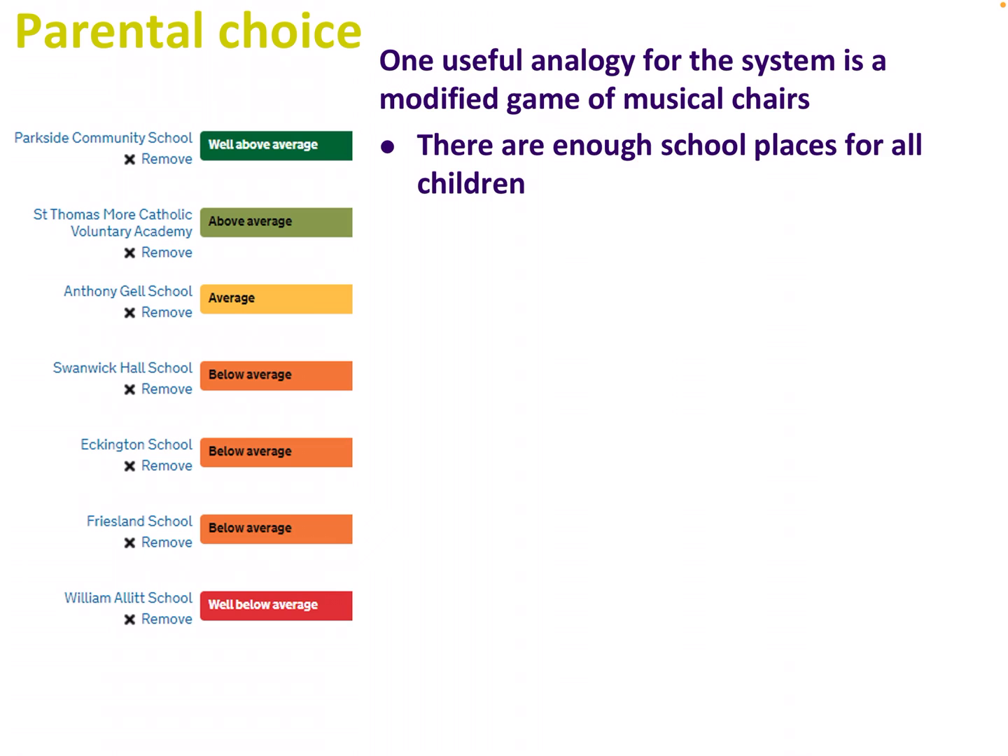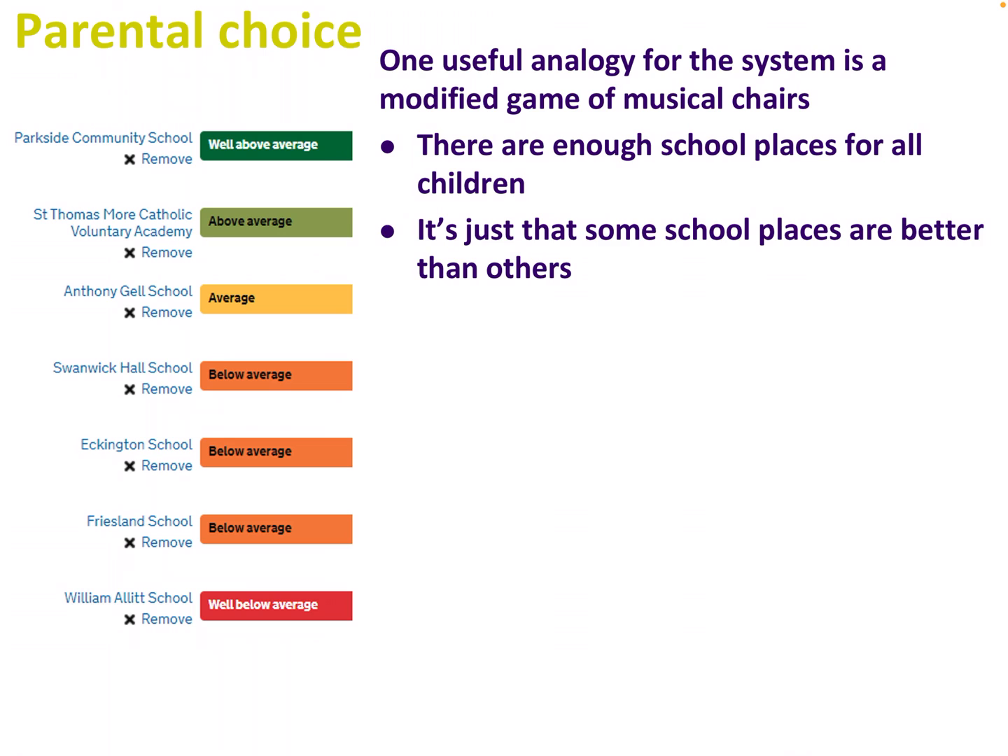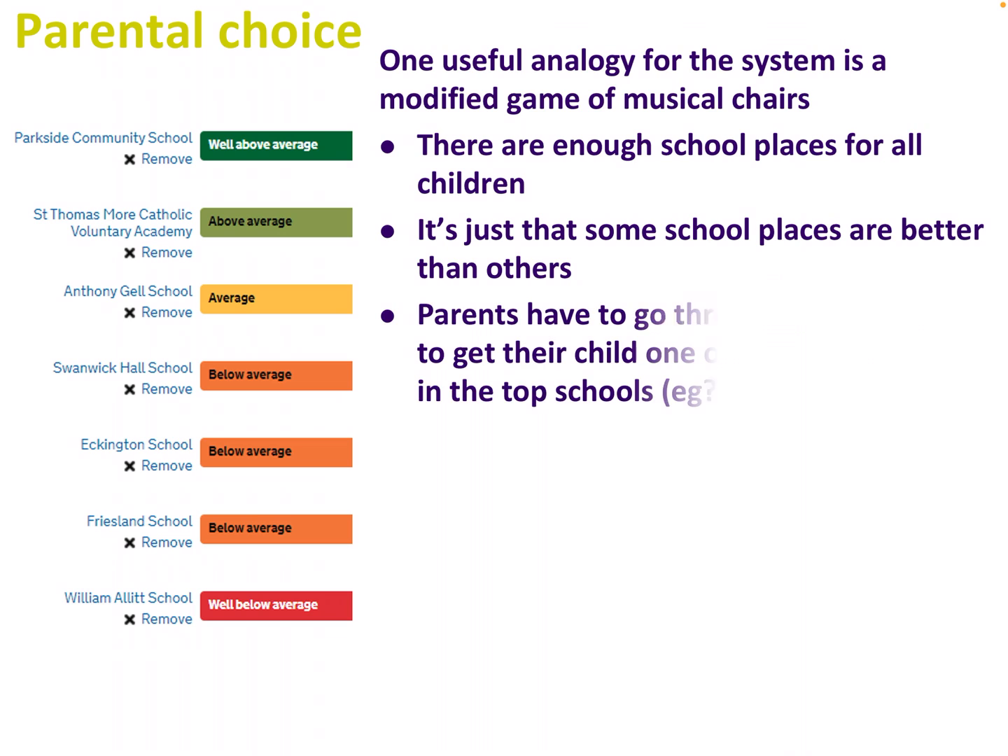So there are enough school places for all children in all areas, okay, in the UK. The problem is that some school places are better than others. So looking at that league table, it's the schools towards the top of that league table. They look and they seem much better than others. They're more likely to get a better quality educational outcome if you're going to send your child there.